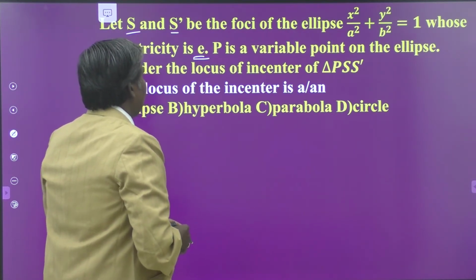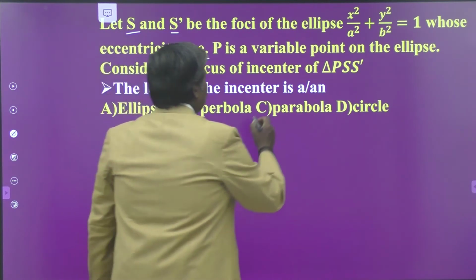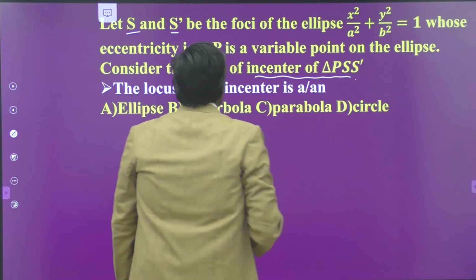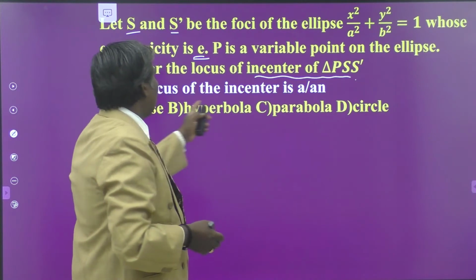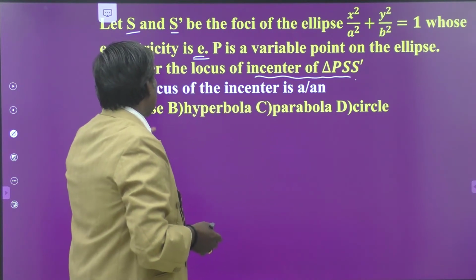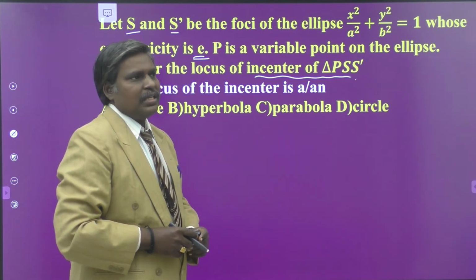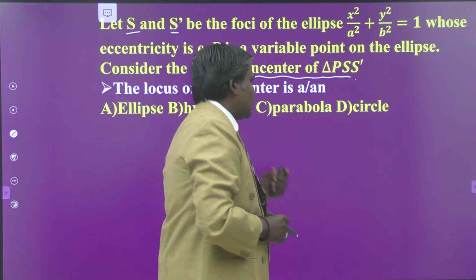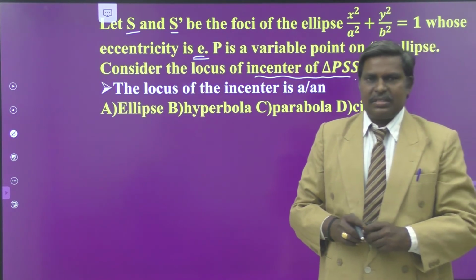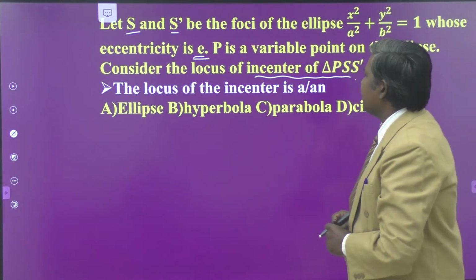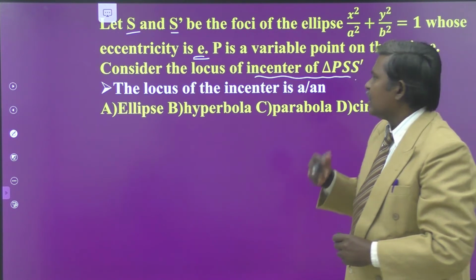P is a variable point on the ellipse. Consider the locus of the incenter of the triangle PSS dash. You have to find the locus of the incenter of the triangle. The locus of incenter is what? Ellipse, hyperbola, parabola, a circle. This is the question. Incenter means what? It is the point of concurrence of the internal angular bisectors of the triangle. What is the triangle here? S, S dash, and P, a variable point on the ellipse.